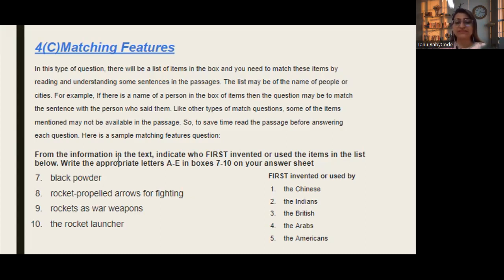You can see on my screen, from the information in the text, indicate first who invented or used the items listed below. So there are 5 names here: the Chinese, the Indians, the British, the Arabs, and the Americans. And you have to match, there are 4 pieces of information here. You have to match these features, right?